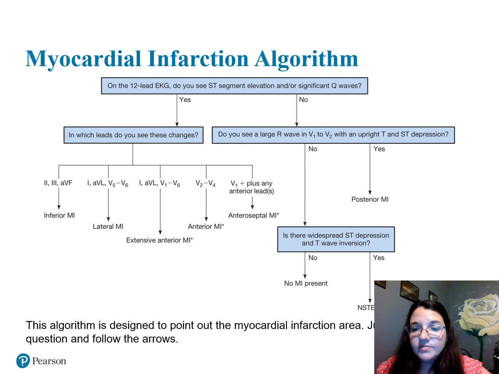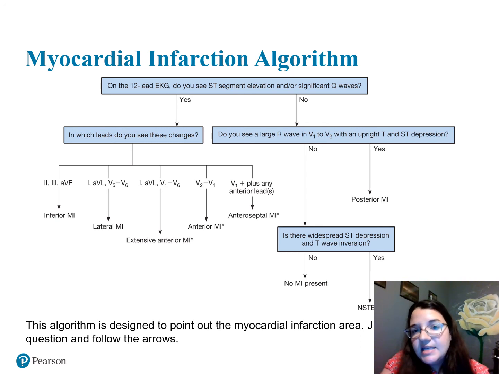So, I always think of math when I see algorithm, but here is an algorithm. Everything that we just talked about so far, if it's too much, you can memorize this MI chart, your algorithm, and ask yourself these questions. On a 12-lead EKG, do you see ST segment elevation and or significant Q? If you do, in what leads do you see that change? And then what wall is having a heart attack?